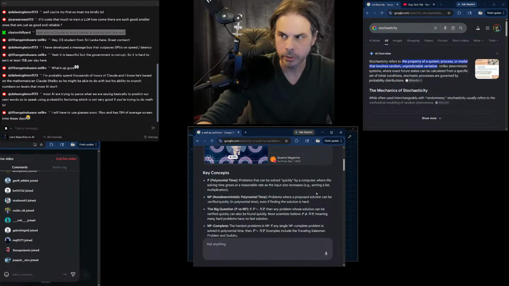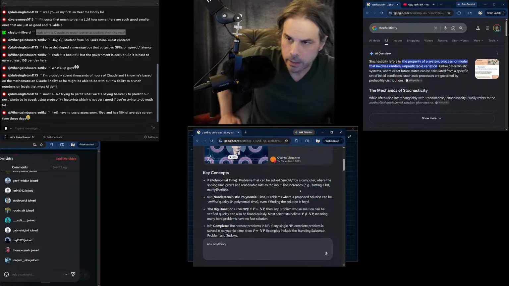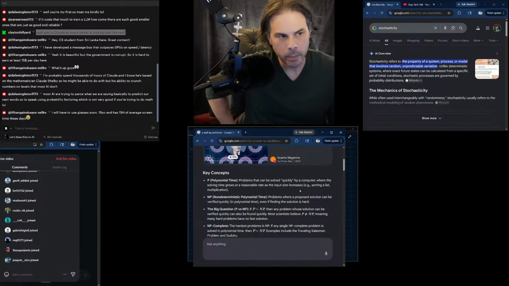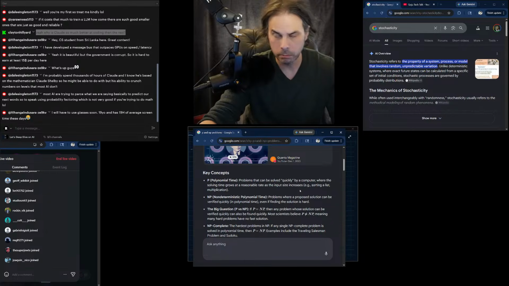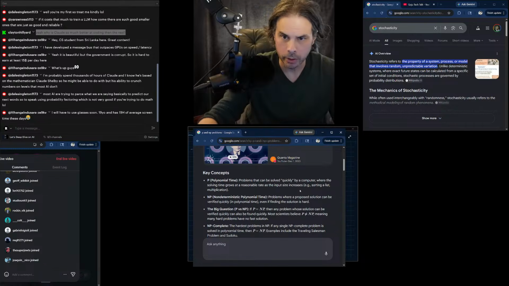That's the cornerstone idea. So let's read what this says. Polynomial time: problems that can be solved quickly by a computer, where the solving time grows at a reasonable rate as the input size increases. And reasonable, who knows what that is, but it's not something like n to the m to the q power, right? That would be a computational explosion, and that's not polynomial time.